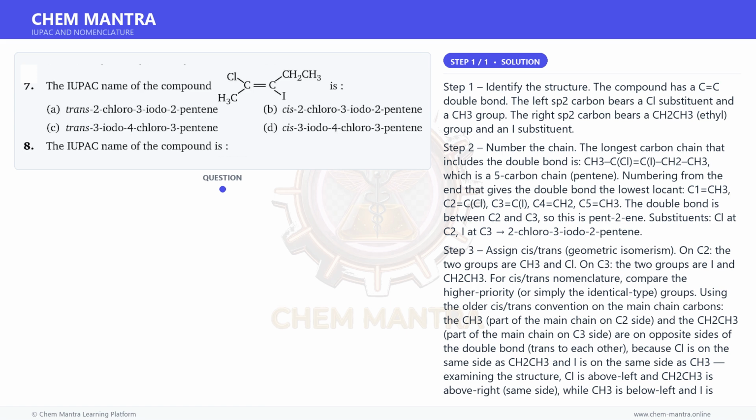Trans configuration. Step 4. Full name: trans-2-chloro-3-iodo-2-pentene. Step 5. Why other options fail?